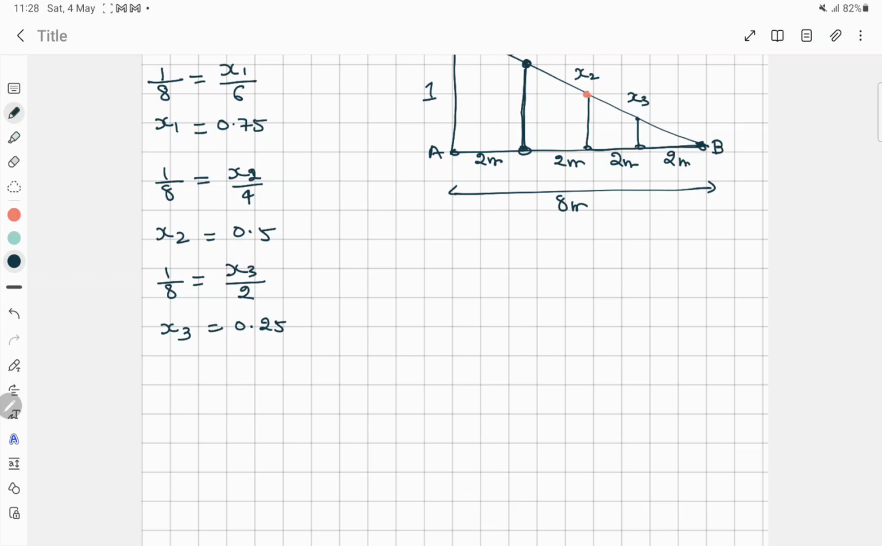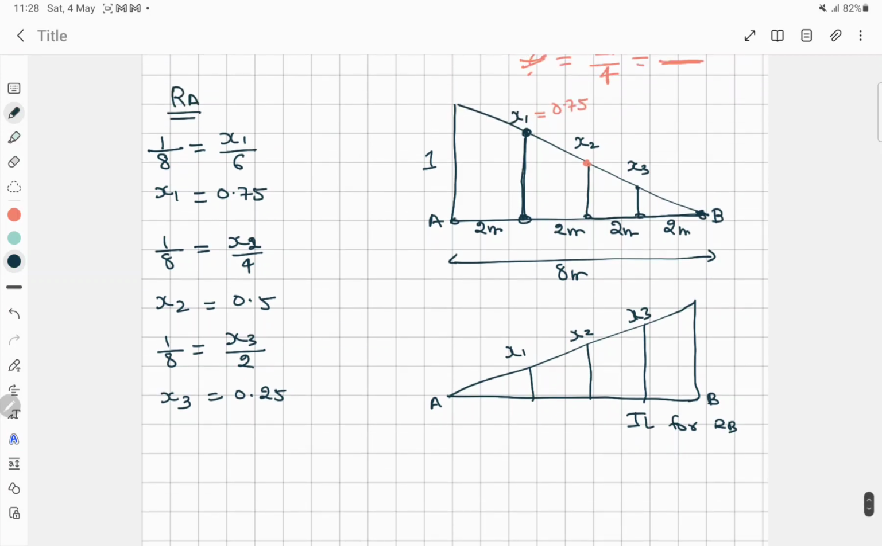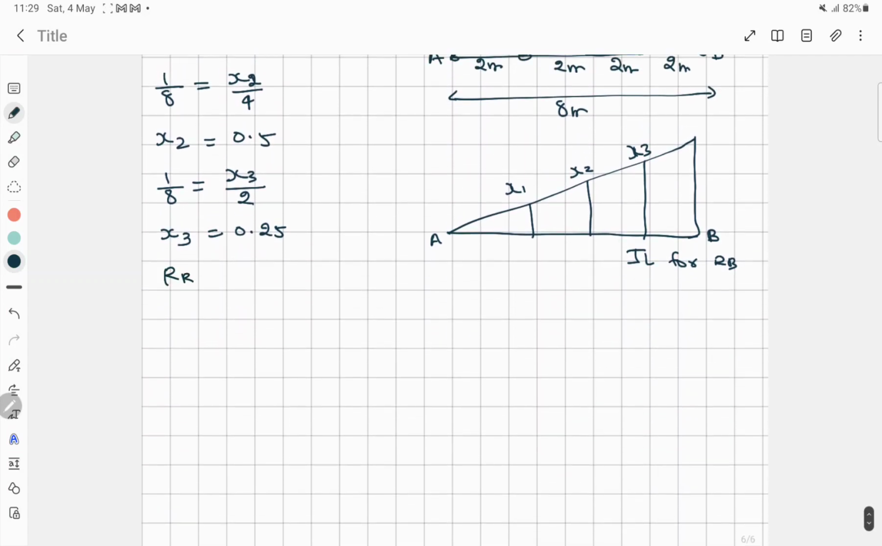Likewise, we have to find the values of x1, x2, x3 for RB also. Okay, so here the RB diagram was like this, right? This was the RB diagram, so I'll write here IL for RB. Here also the same, we have to find the values of x1, x2 and x3. Here this one is A and this one is B. The steps will be the same. We have to find those values with the same formula only. So here the RB values I directly write as the answer.